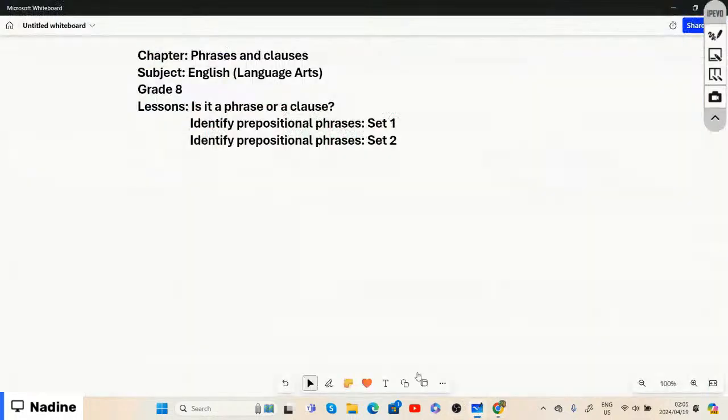So our chapter is phrases and clauses. Our subject is English language arts, grade 8. And our lesson is going to be "Is it a phrase or a clause?" And we're going to have to identify prepositional phrases, right? There's going to be set 1 as well as set 2, identifying prepositional phrases.